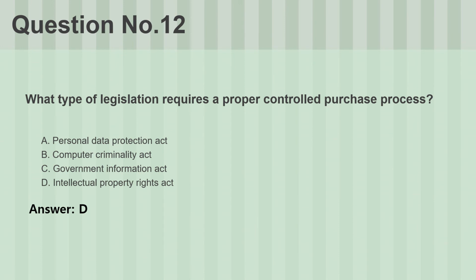Question number 12. What type of legislation requires a proper controlled purchase process? A. Personal Data Protection Act. B. Computer Criminality Act. C. Government Information Act. D. Intellectual Property Rights Act. Answer: D.